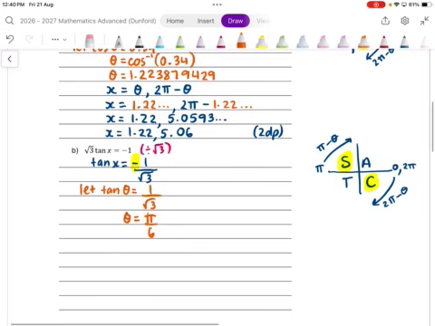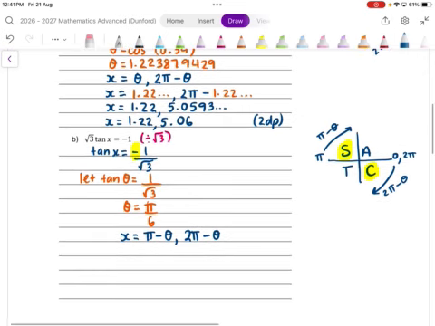Okay, so we get that theta is pi on 6. We then have that x is equal to pi minus theta and 2 pi minus theta. So this is a case where we have to find the acute angle by itself. So then we are going to have that x equals pi minus our pi on 6, and we will have that 2 pi minus our pi on 6.